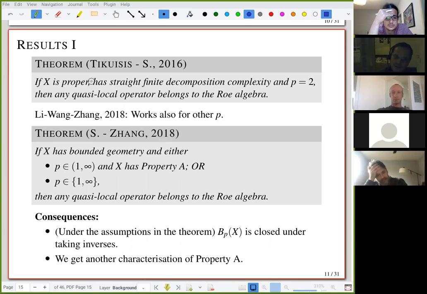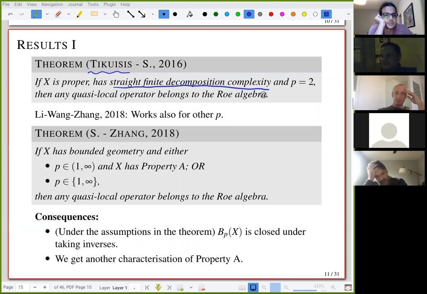So, first result. When I mentioned that it took a really smart guy in C*-algebras to figure out what to do, that was A. Tikuisis. He came up with a beautiful trick, which basically solves this in the case where the assumption on the space is this. You can kind of ignore what it actually says. If X is a proper metric space and has this straight finite decomposition complexity, and we did it only in the Hilbert space case, so p equals 2.